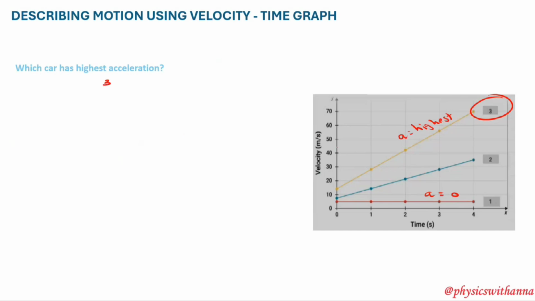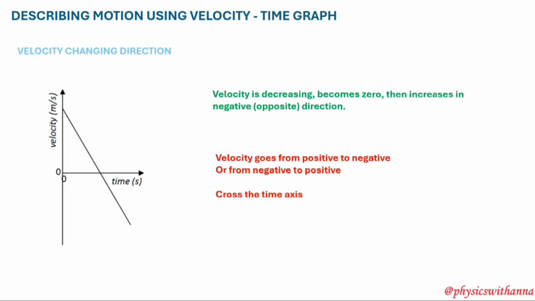If you ever get confused about which line is steeper, find the slope for each of them. Once you find the slope for each of them, you can compare. Whoever has the highest value of slope will have greater acceleration.